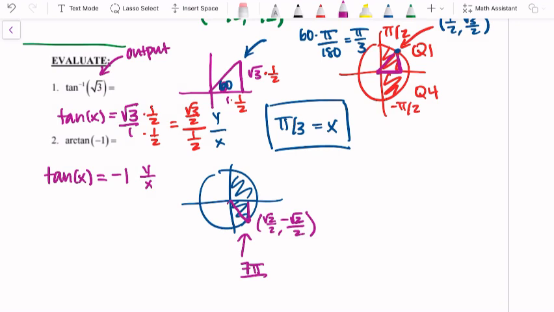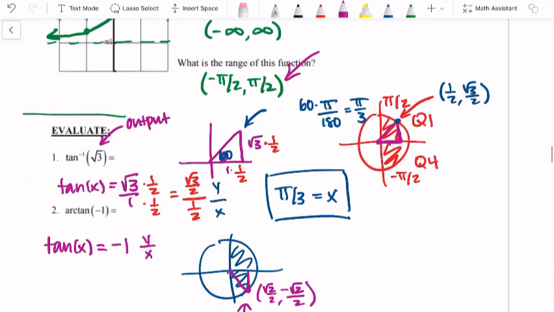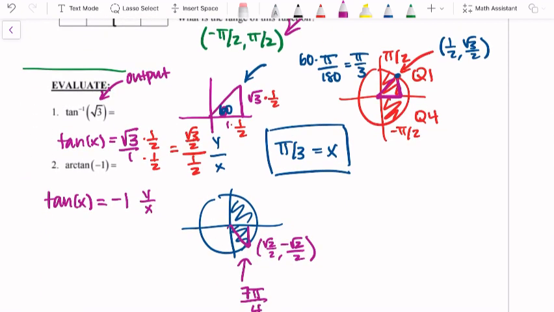7 pi over 4, but that's not in the range that we are dealing with. So we're going to reconvert this, and this is going to be negative pi over 4, right, because we're going from negative pi over 2 to pi over 2.